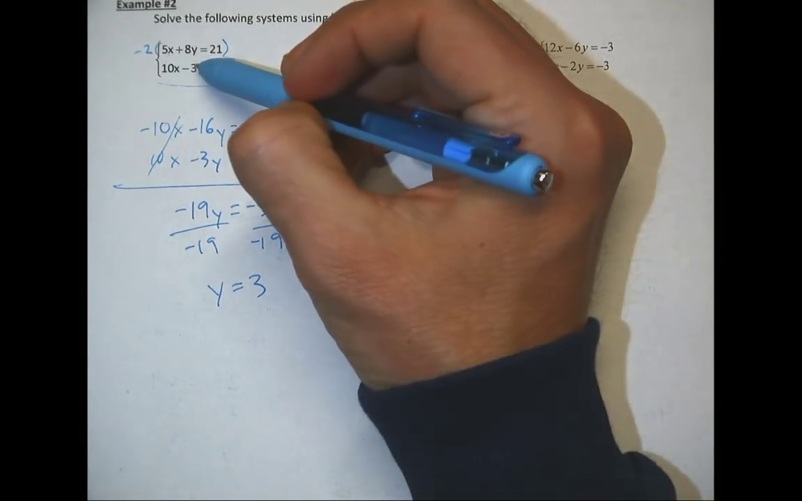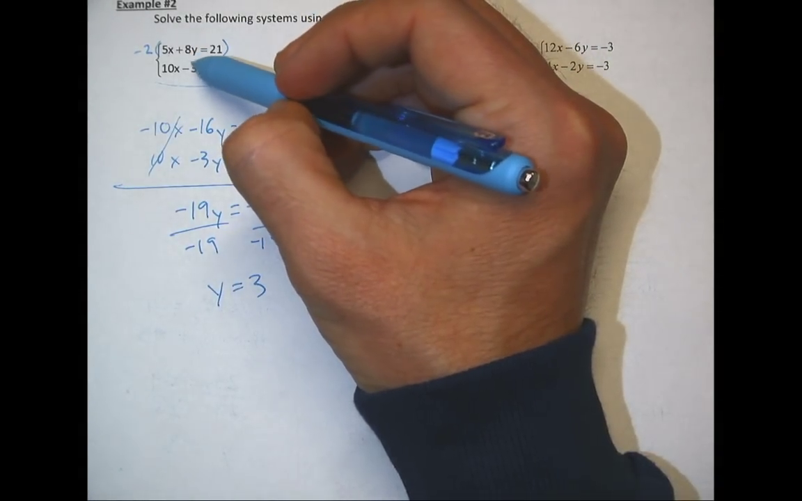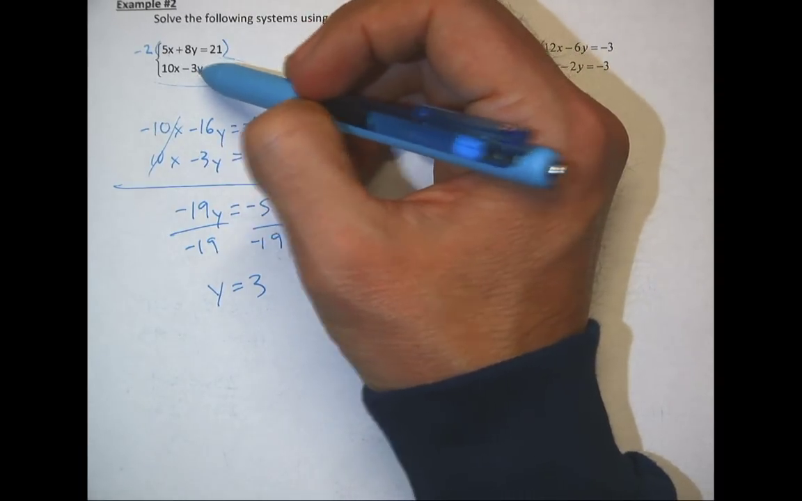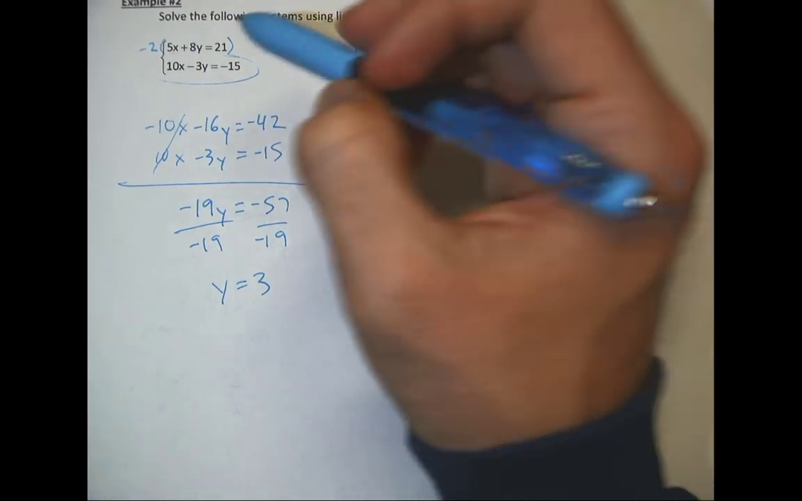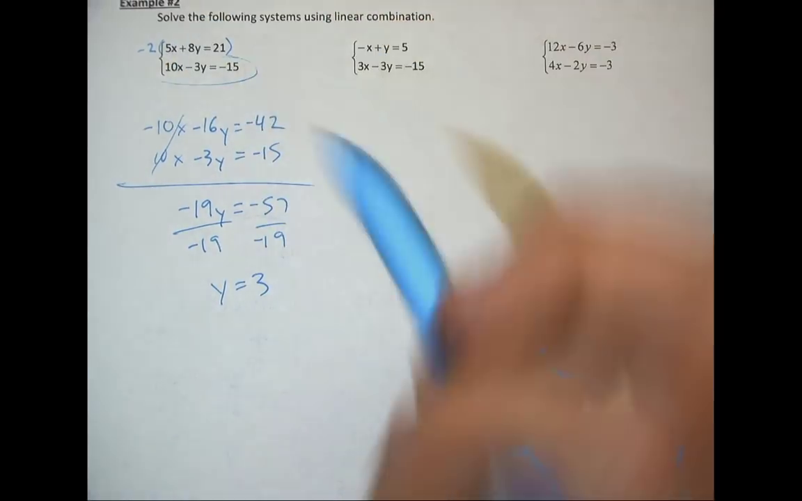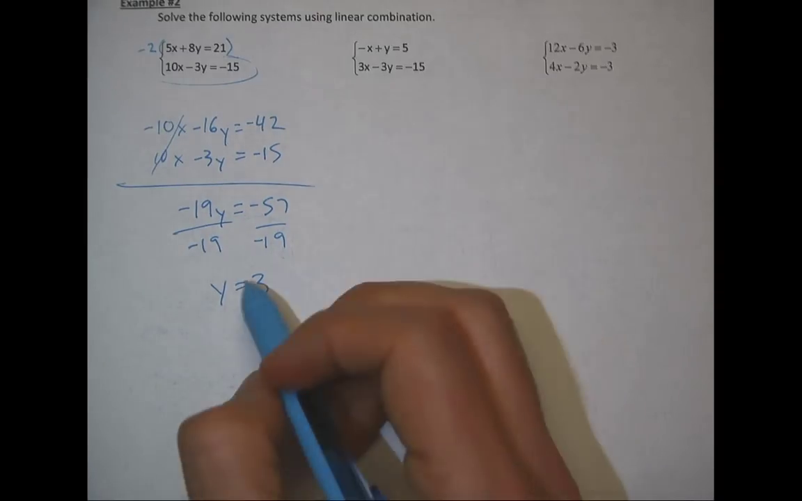You could have multiplied both of them and canceled the y's. You could have multiplied them by 8 and 3 each other and gotten 24 and negative 24, and that'll cancel. But I think it's easier, if you can find it, to just multiply the top one by negative 2. All right, so we've got y.